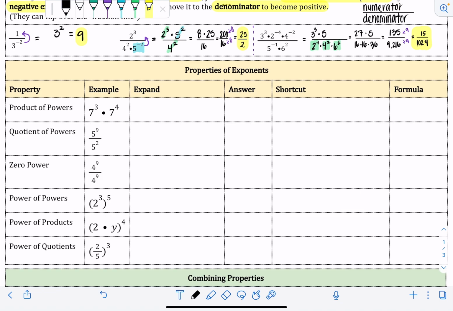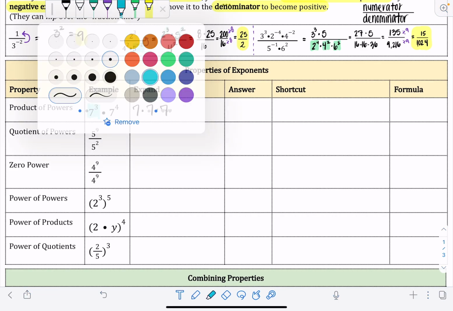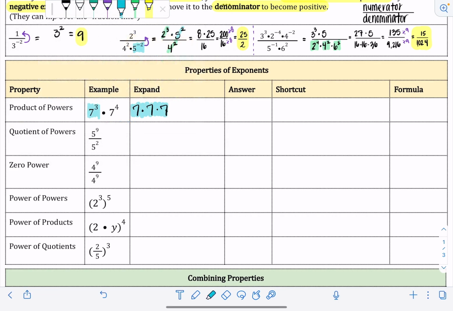So I'm going to expand each of these examples just to show you why the properties are what they are, as opposed to just showing you a formula. The first one is the product of powers, and the example is 7 to the third power times 7 to the fourth power. If I expand 7 to the third power, that means 3 sevens multiplied together, so 7 times 7 times 7. And for 7 to the fourth power, that means 4 sevens being multiplied together, so times 7 times 7 times 7 times 7.